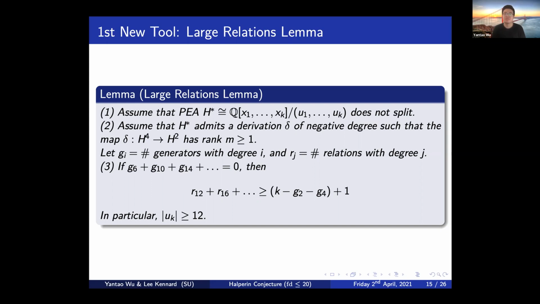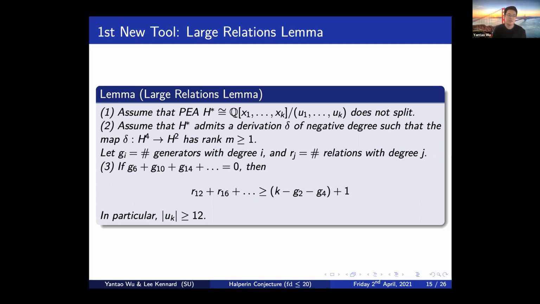First, we assume the positive elliptic algebra does not split. Second, we assume that delta has degree -2, and when it's reduced to a map from H4 to H2, the map must be non-trivial. It's equivalent to say that the rank is at least 1. And the third says that there's no generator in degree 6, no generator in degree 10, no generator in degree 14, and so on. And the conclusion is that we have a few relations with large degree, like degree 12 or degree 16 and so on. So one corollary says that the last relation, which is the maximum relation, UK, must have a degree at least 12.